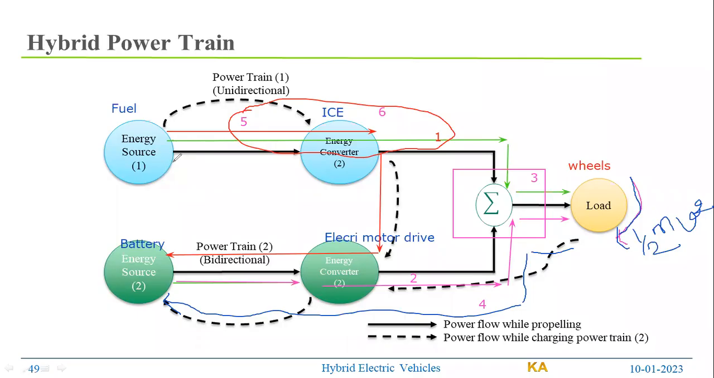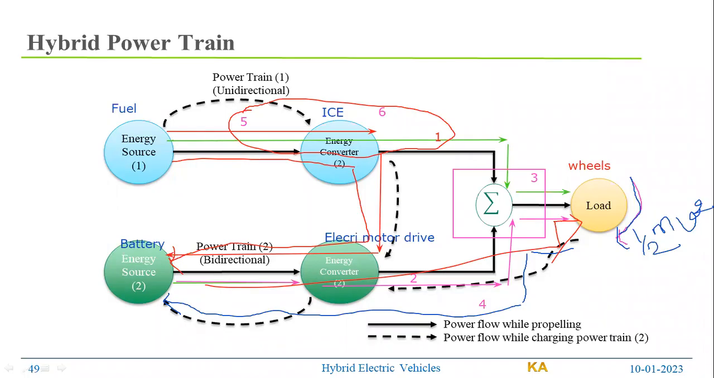Then another mode could be the IC engine charges the battery, and the battery delivers power to the load. Likewise, many sequences of operations are possible, though I cannot say all of them are possible in all vehicles. Based on the architecture, the vehicle design, and the converter, it may be unidirectional or bidirectional. These features can be seen.